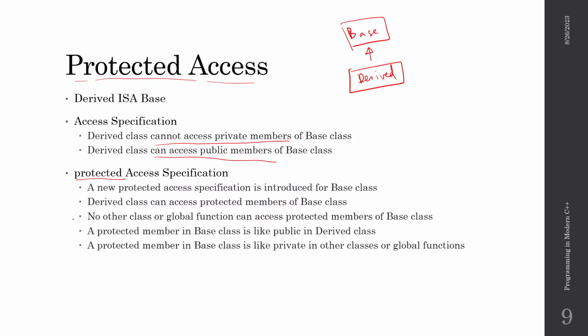Then we also have this protected access specification. In this case the derived class can access the protected members of the base class, and no other class or global function can access the protected members of the base class. So some outside function or class cannot access this base class data members. So a protected member in the base class is like private to other classes or global functions. I hope that's clear.